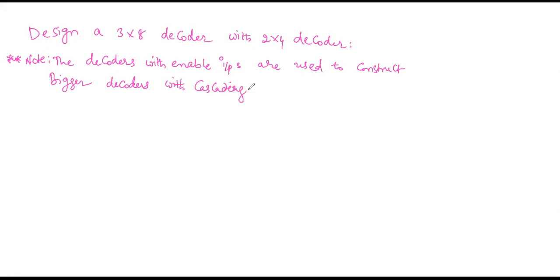So here we need to design 3 by 8 decoder using 2 by 4 decoder. So here 2 by 4 decoder you have to take with enable input. You have to keep it in mind. Okay, we have that designing process. Step 1.